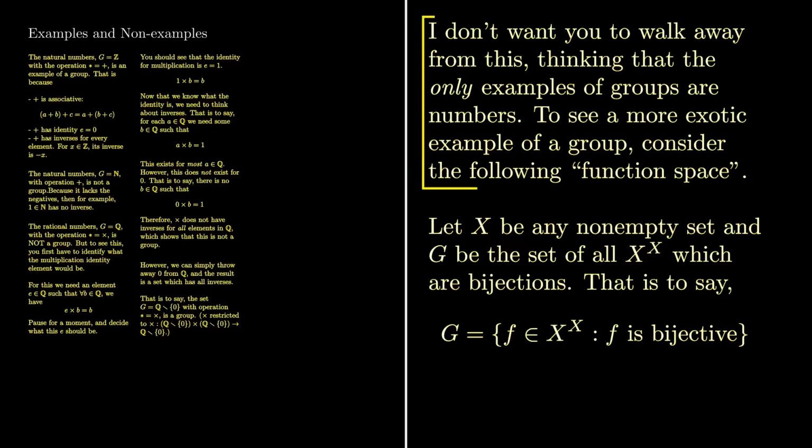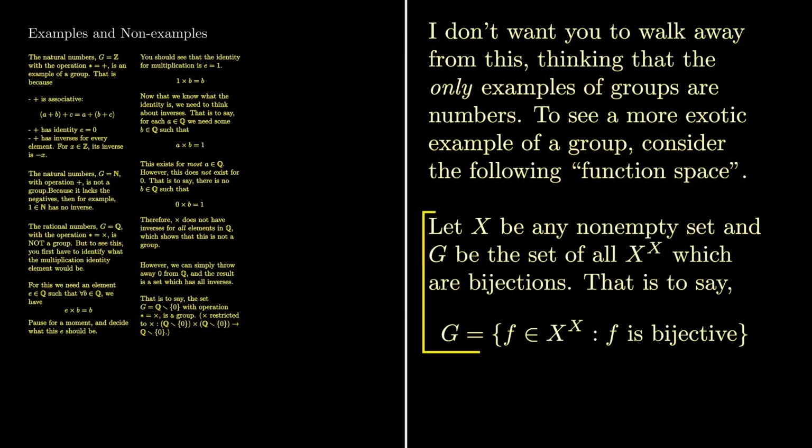And so what we're going to look at here is an example of a function space. So this is going to be a certain kind of a set of functions. That's a function space. So let X be any non-empty set. And then what we're going to do is form the set of all functions which have domain X and range X. So that's what this set X superscript X notation that you see here means: it's the set of all functions from X to X.